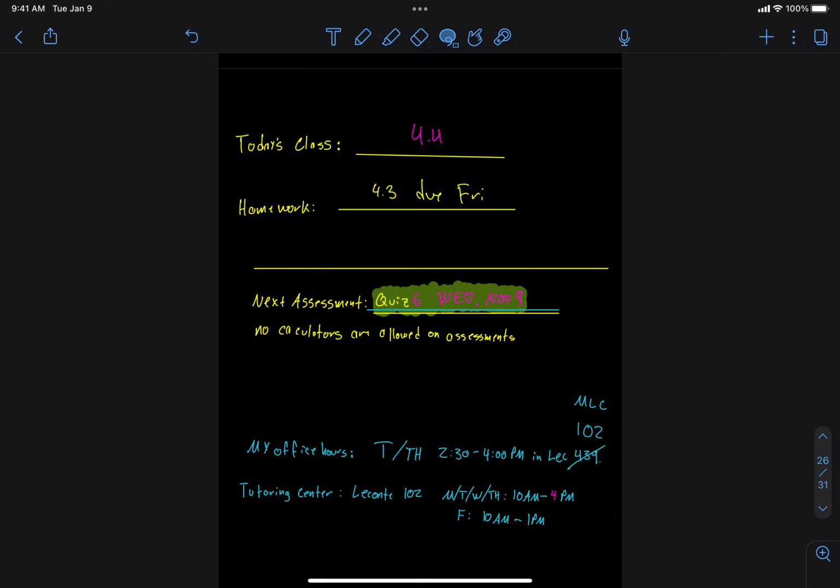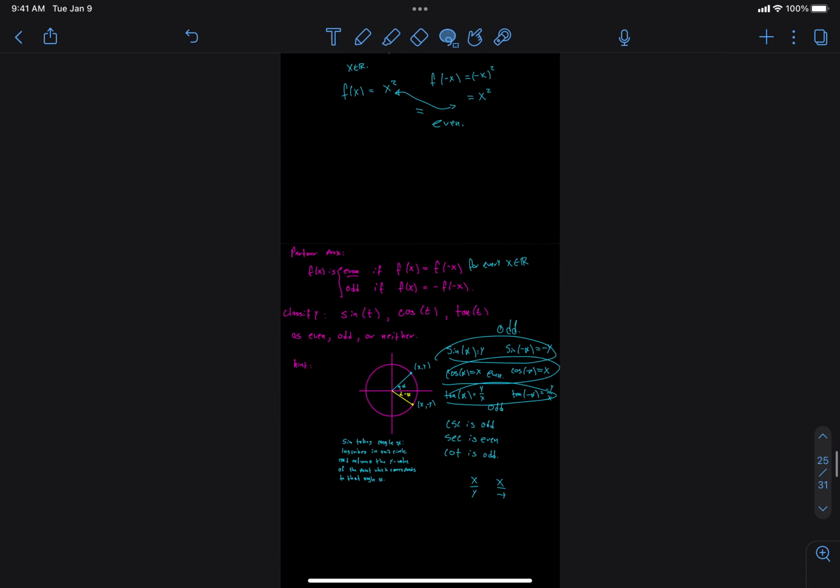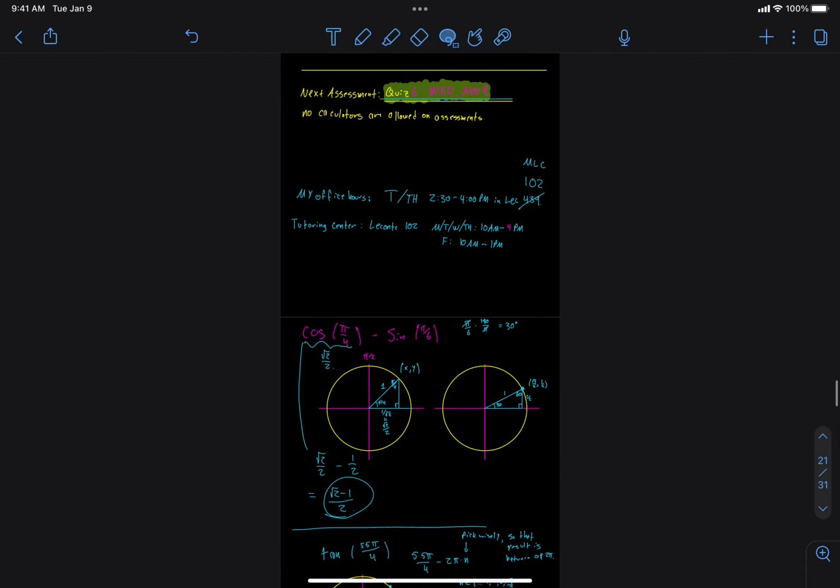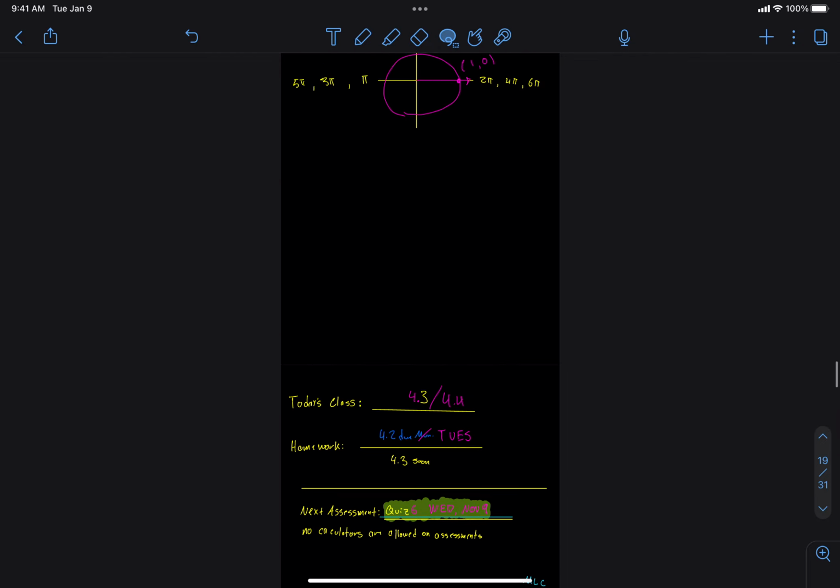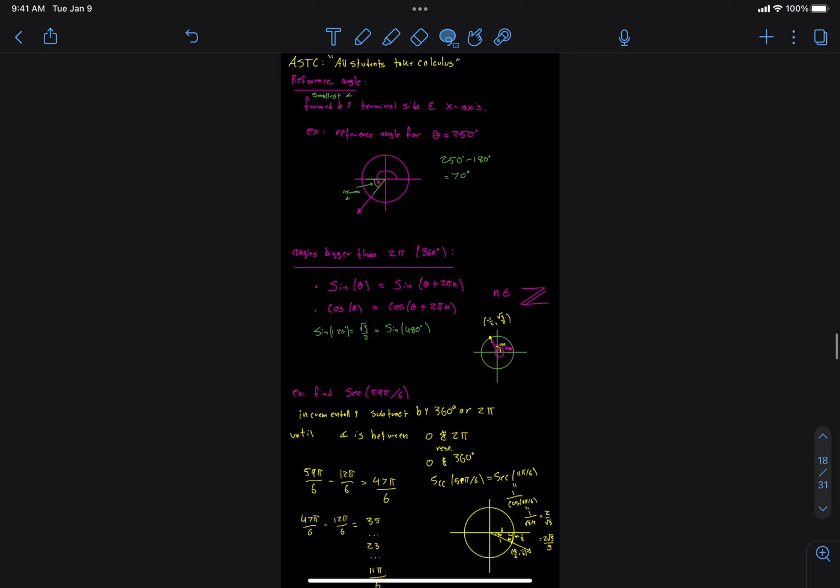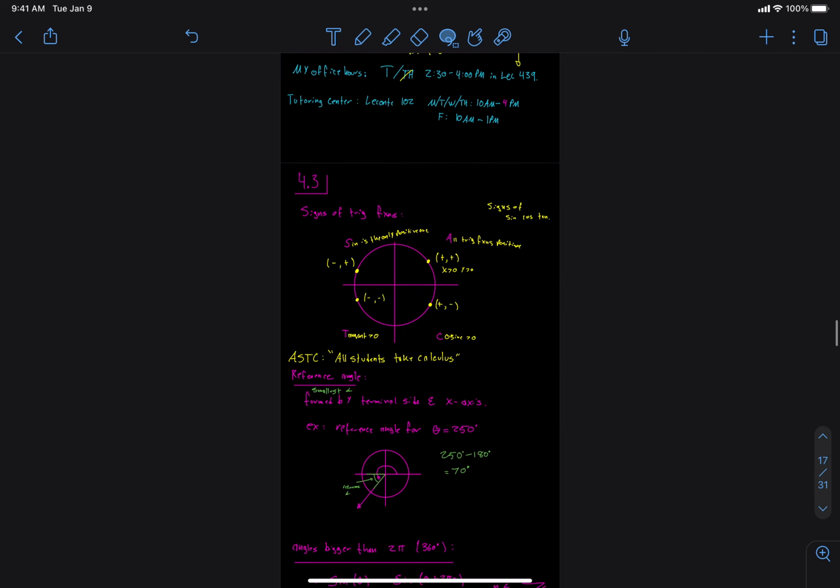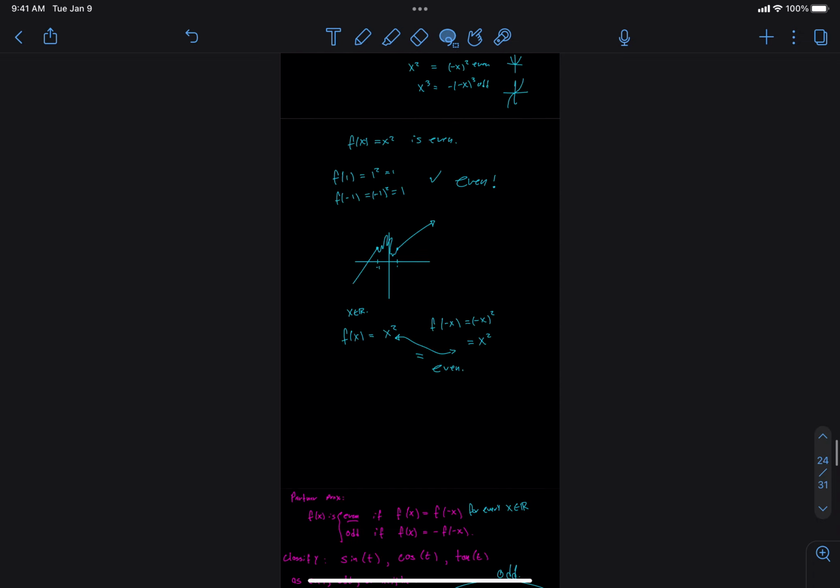So that covers everything from 4.3, which was like what? Even and oddness, Pythagorean identities, angles bigger than 2 pi, reference angle, signs of the trigonometric functions, that sort of stuff will be on that homework.